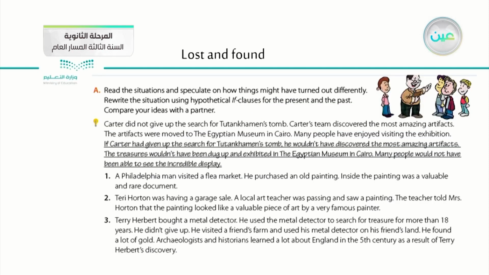Now we have some examples that we can answer and will help us understand the imaginary situation or expressing criticism or regrets about something in the past properly. We will focus on the first one. Read the situation and speculate on how things might have turned out differently. The first one is an example. So we will try to think about this example, how we answer this question. Then we will go to number 1, 2, and 3 and give you some time so you can answer them correctly.